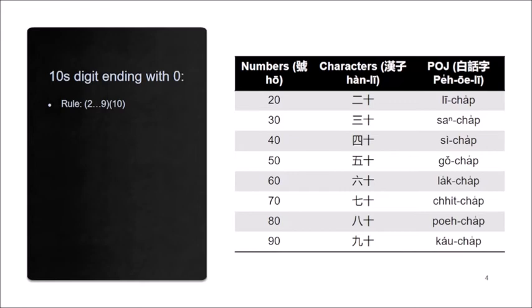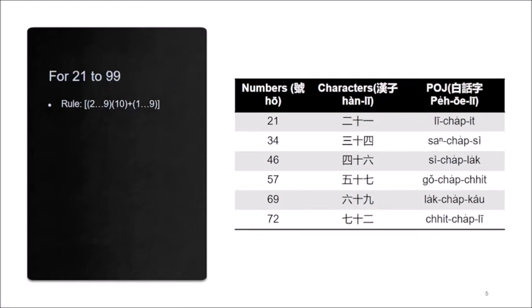Yeah, there. So moving on, we have numbers 21 to 99 in general. So the general rule here is you just say numbers 2 to 9 and the number 10, and then you say another number 1 to 9. So for example, we have here number 21, d chap it. Then number 34, sa chap si. Then for number 46, si chap lap.